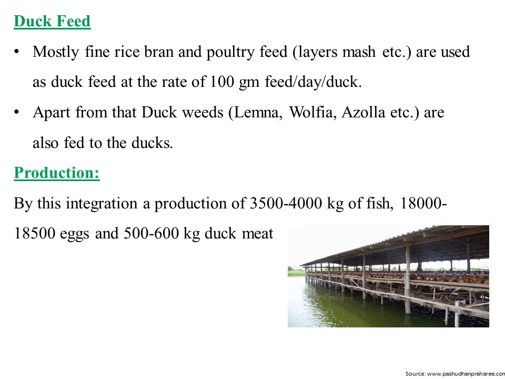And the production in this type of integrated duck fish farming is about 3,500 to 4,000 kg of fishes, 18,000 to 18,500 duck eggs, and 500 to 600 kg of duck meat that can be obtained from this type of integrated farming per year per hectare.